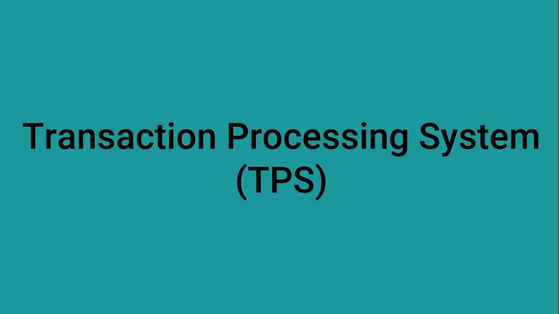The first type of information system that we are going to learn is the Transaction Processing System, or TPS. Now in this system, the word transaction is there. What does this word transaction mean? A transaction means an event that generates or modifies data that is eventually stored on an information system. Right? So let us see what this TPS means.